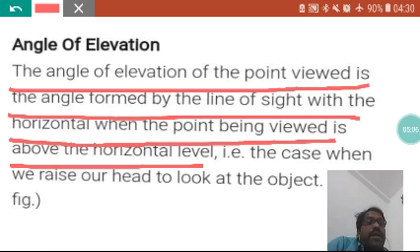So for seeing that object we have to raise our head, like this. That means we are making an angle of elevation. Always remember, if I have to raise my head, that means I am making an angle of elevation there. One video I have made on this, and I hope you like it. It will help you in understanding the concept.